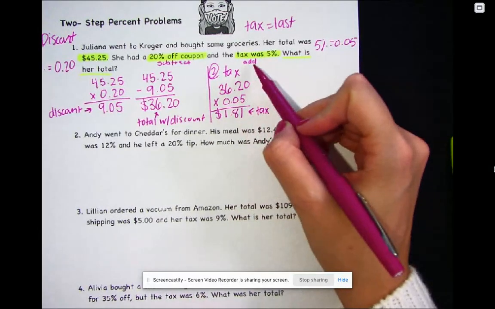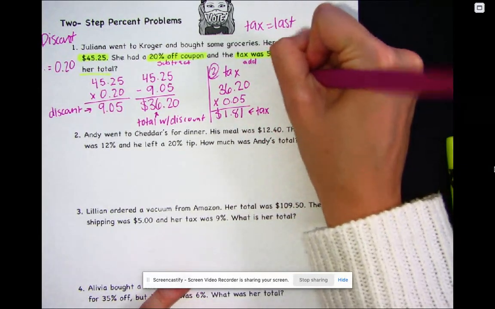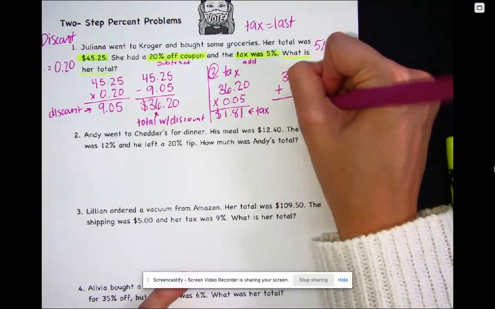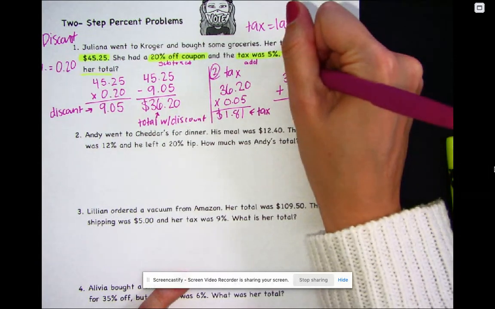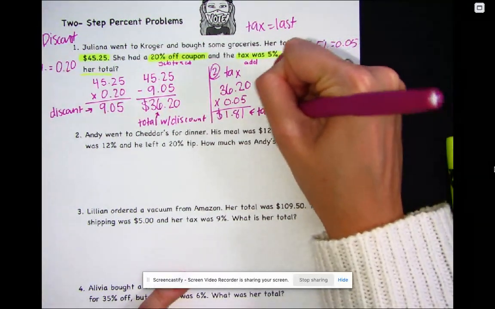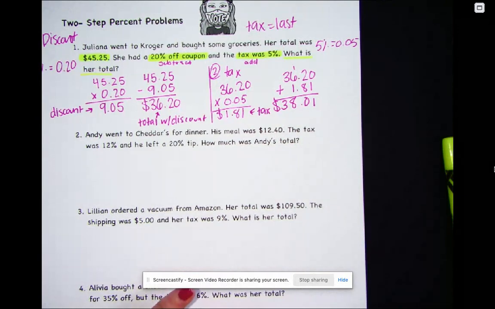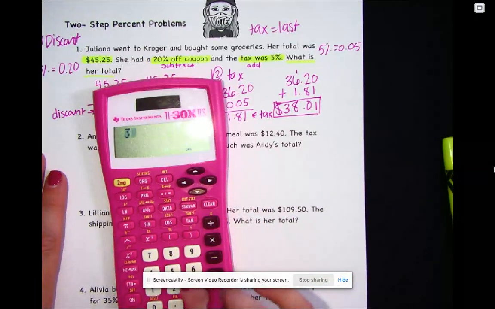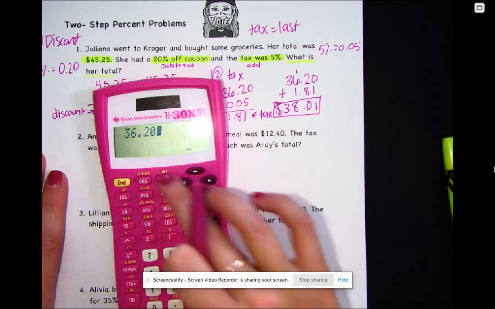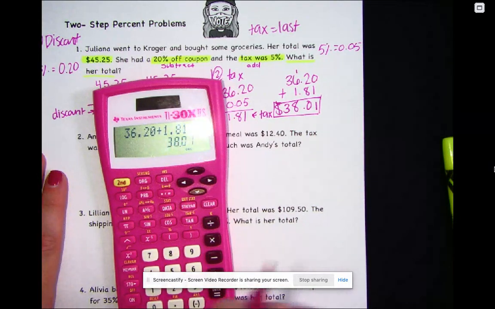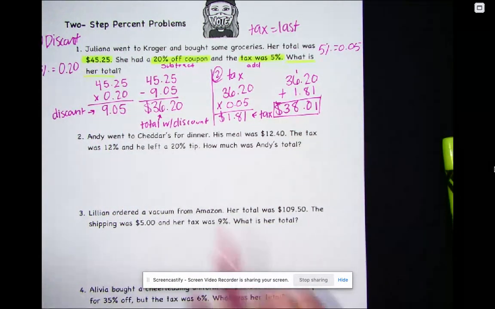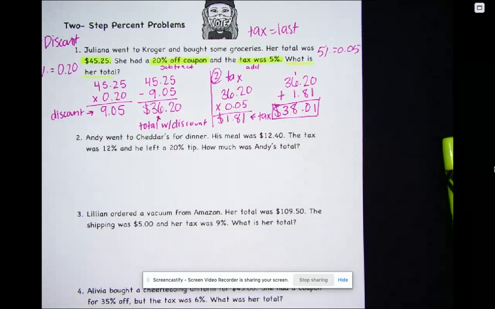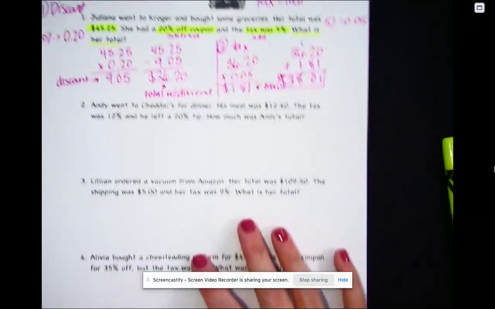So remember, up here we wrote add underneath tax. So we're going to take our new total, and we're going to add the tax back to that total. So I'm going to just add this by hand, and I got 38.01. Okay? 38.01, and we're going to just make sure that that is correct on the calculator. 36.20 plus 1.81 is 38.01. So in total, with the discount and the tax, Juliana is going to pay $38.01. All right, let's move on to number two.